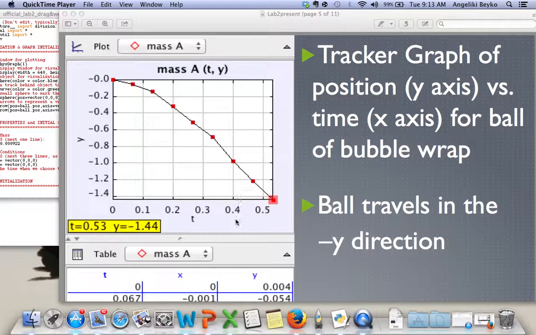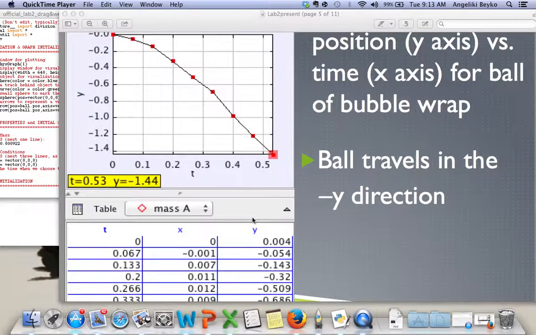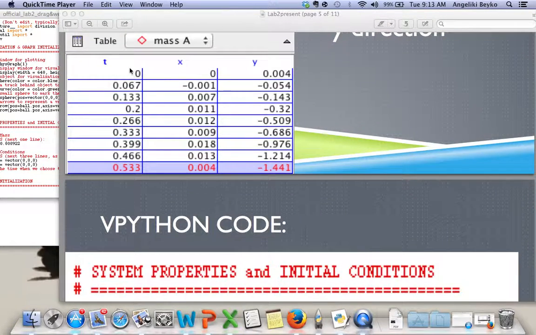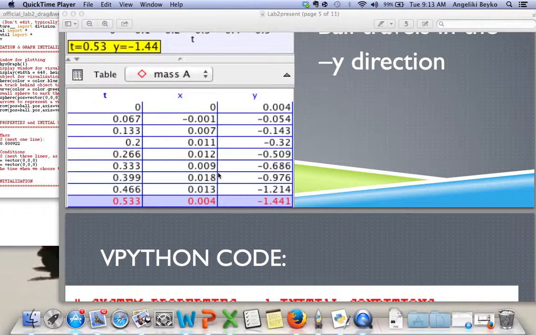This is the graph from Tracker, and again the ball's traveling downward, so going down the negative y direction. And this is time initial, time final. And there weren't that many observation points, and there could have been a lot more. Maybe that could have improved the final results, which we'll get into later.